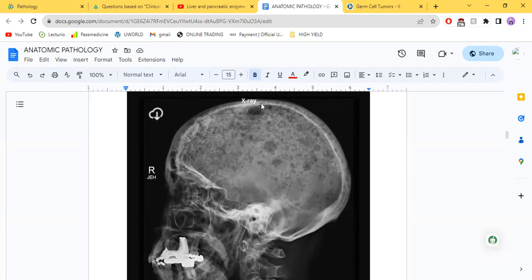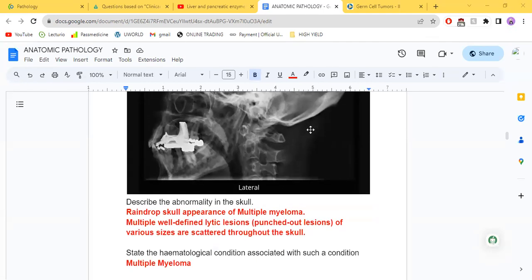Now, what could be the pathology? What could be the illness affecting this? Multiple myeloma, correct. So what is multiple myeloma? This is when you have malignant plasma cells. Yeah. Now, how will I diagnose multiple myeloma? What are some of the tests I will carry out to diagnose it?